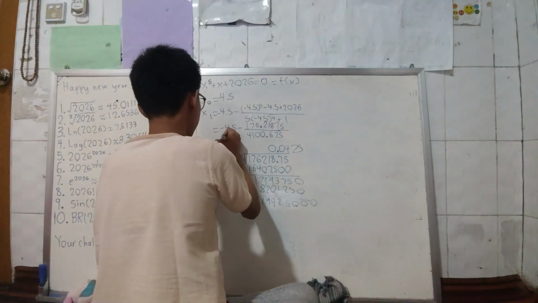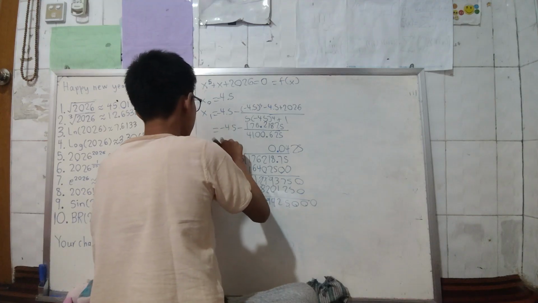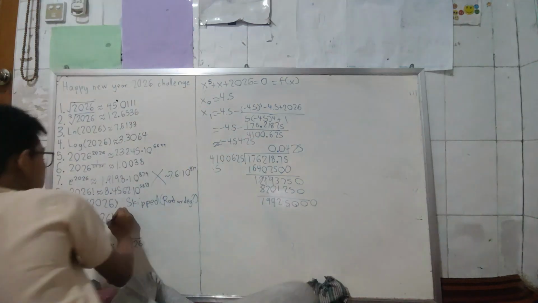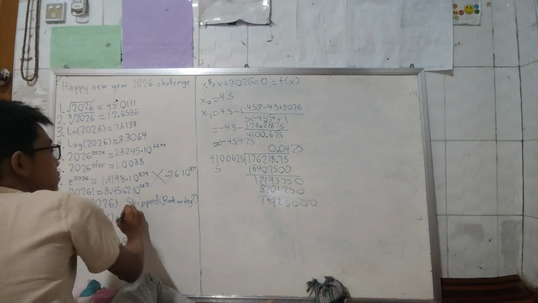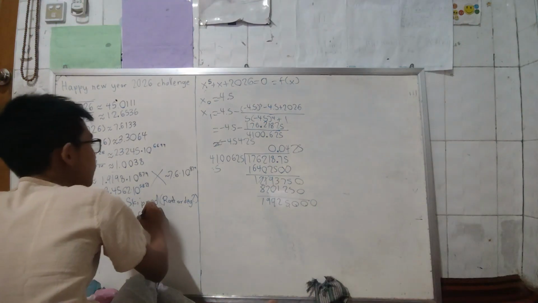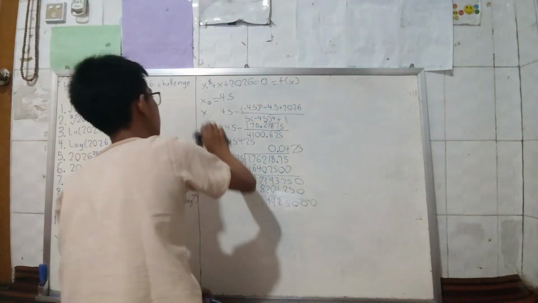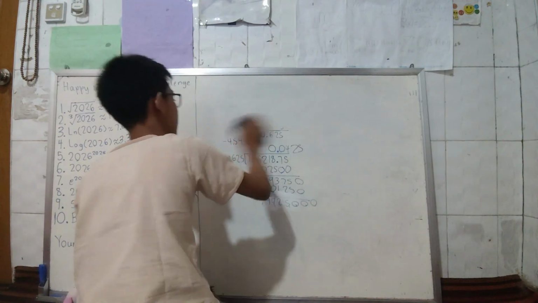That's gonna be approximately equal to minus 4.5425. So the Bring radical of 2026 is approximately negative 4.5425. I think that's the best I can do because I'm really tired right now. I'm sorry.